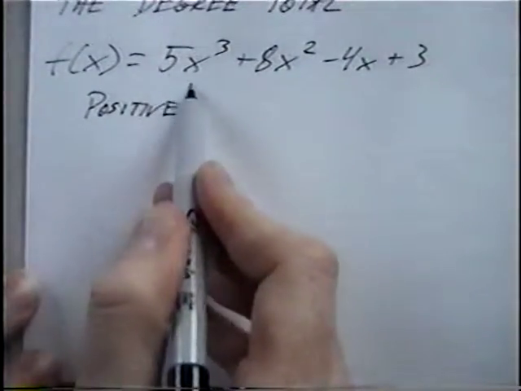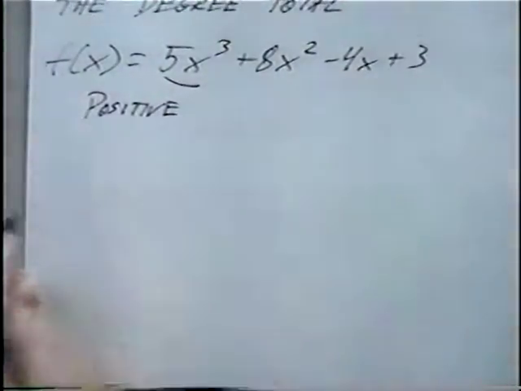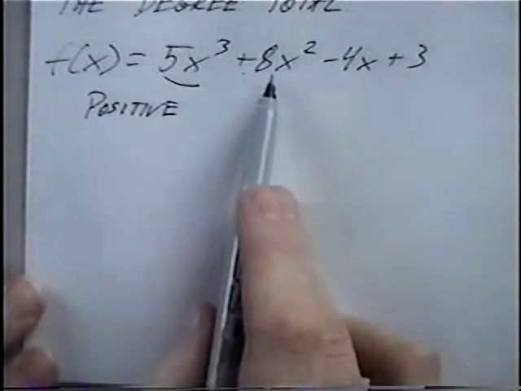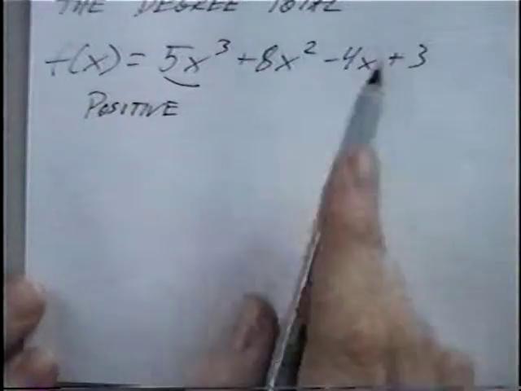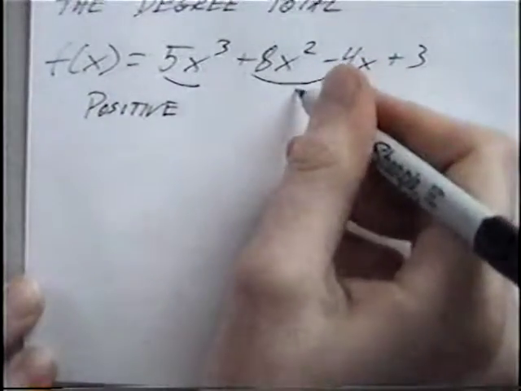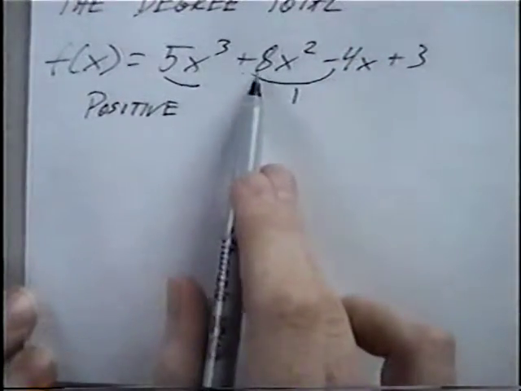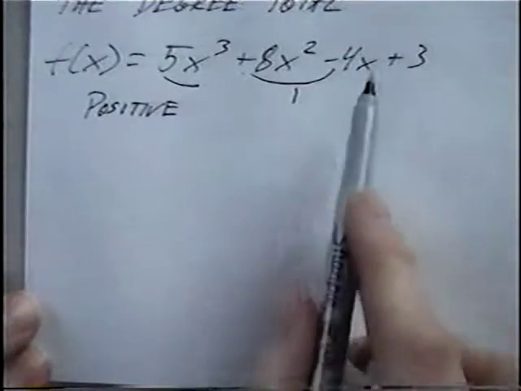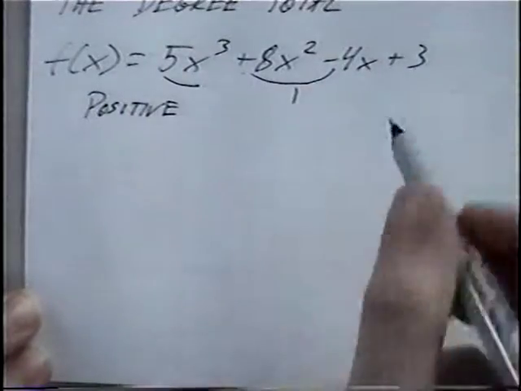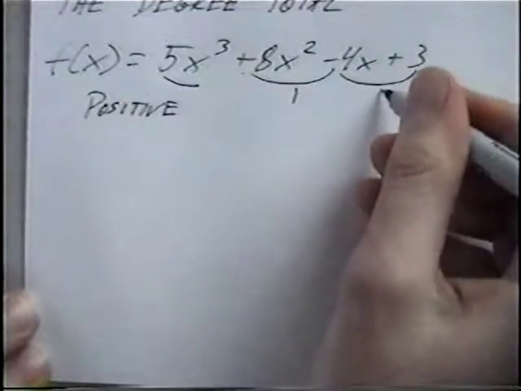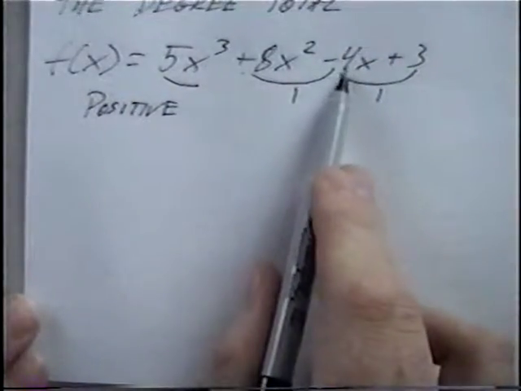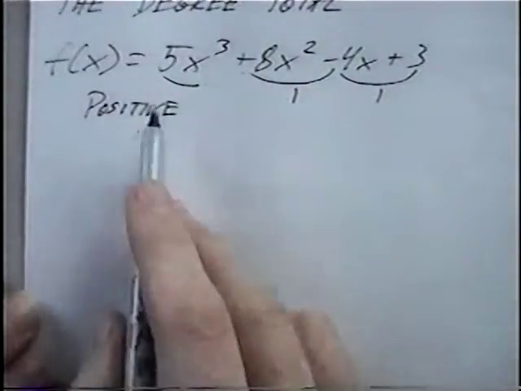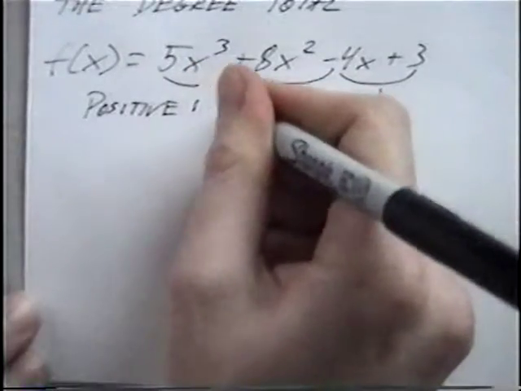First one goes from positive 5 to positive 8. That's not a sign change because it goes from positive to positive. The next goes from positive 8 to negative 4. That counts as one sign change, changing from a positive number to a negative number. And also from negative 4 to positive 3. That counts as a sign change because it goes from negative to positive. If it changes twice, there are 2 positive zeros.